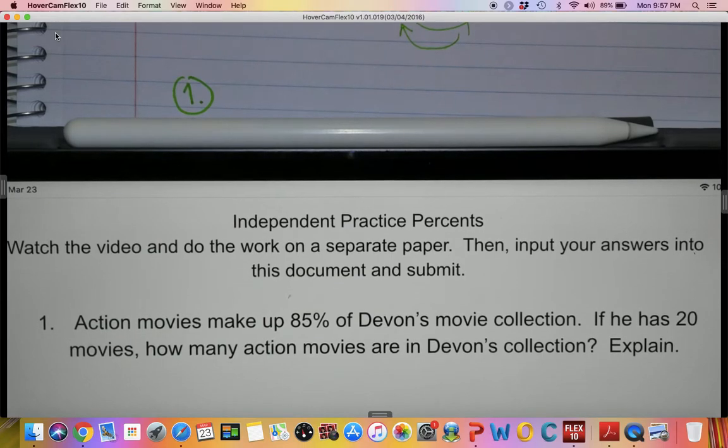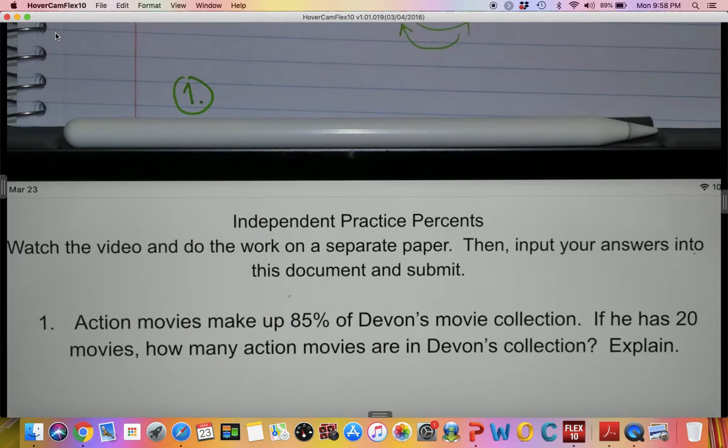Okay. Action movies make up 85% of Devin's movie collection. If he has 20 movies, how many action movies are in Devin's collection? Explain. So we're going to read it again. We're going to look for quantities. Action movies make up 85%. 85% is a quantity. Movie collection is also a quantity. It's one movie collection. He has 20 movies, so that's how many movies are in his movie collection.